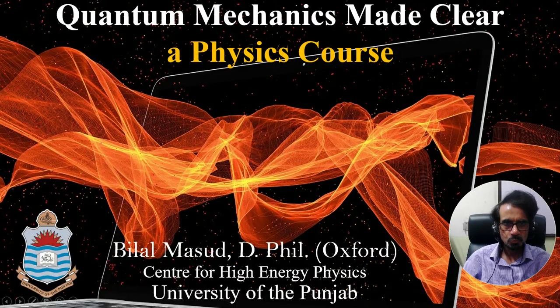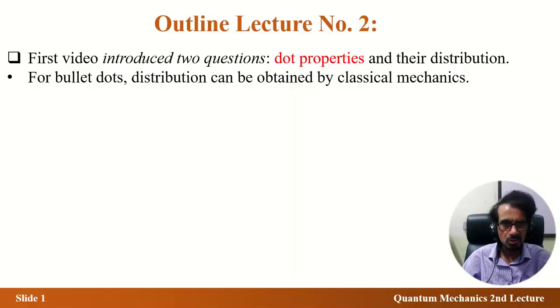I am Dr. Bilal Masud, and this is the second video of this course on quantum mechanics. In the previous video, I introduced two questions: if you have a measurement, and I showed measurement as dots, what are the properties of the dots, and what is the distribution of the dots, that is, where are dots more and where you have fewer dots.